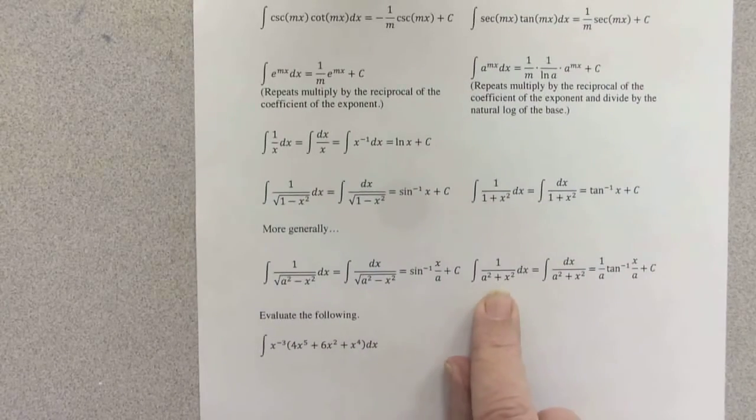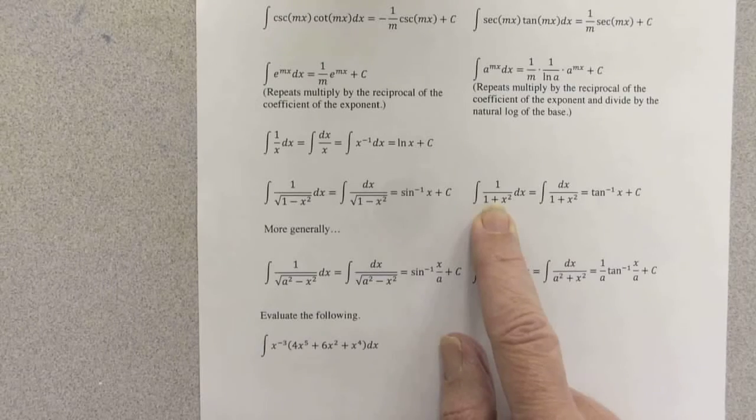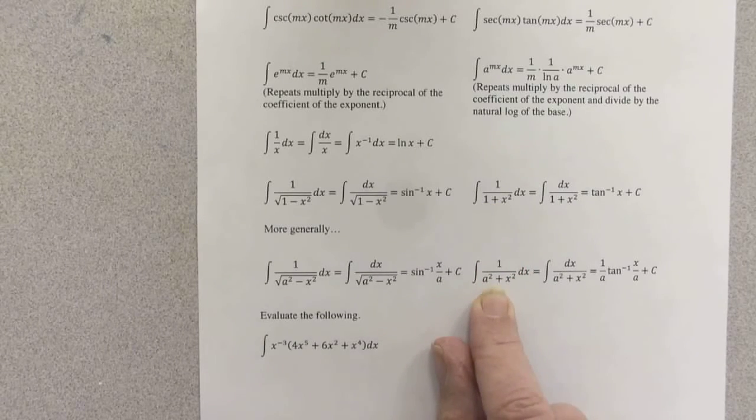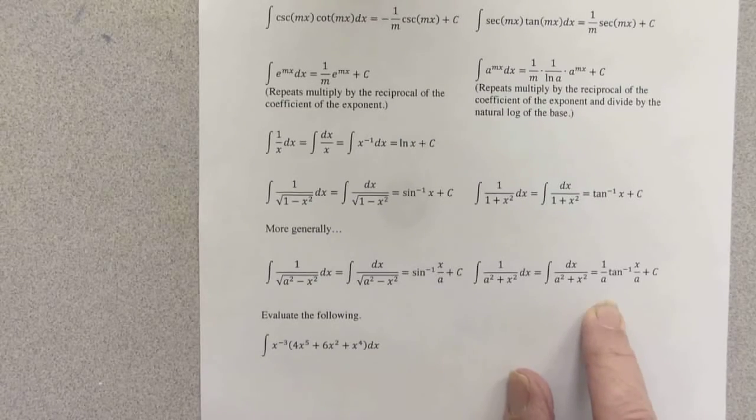And the same thing here, 1 over a squared plus x squared. Again, it's almost that format, but instead of 1, I have a different number here, a squared. The answer there is going to be 1 over a tan inverse x over a.